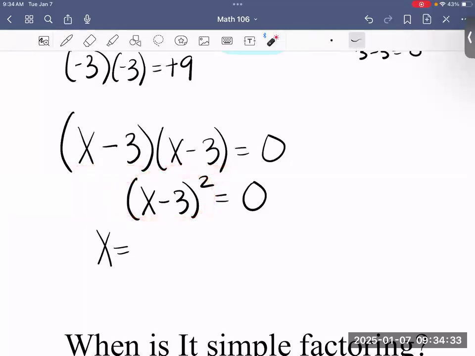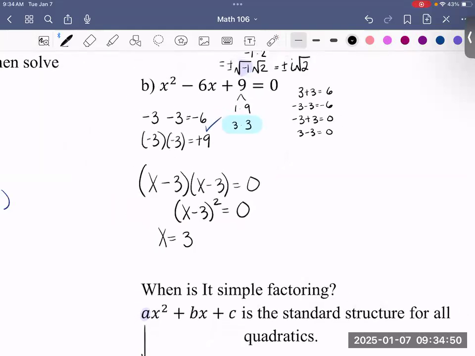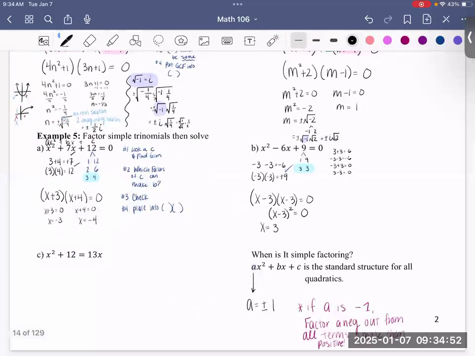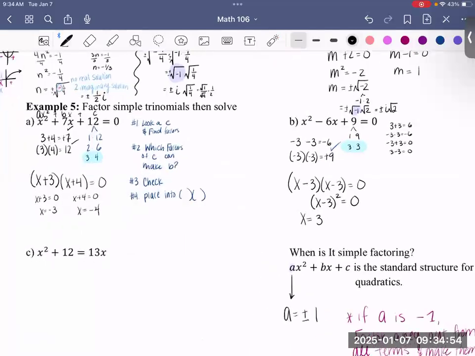Now, when you go to solve it, it's really just the inside part, or you can, if you want to, take the square root of both sides, but it's going to be 0 on this side no matter what. So it's really just going to be 3. It's going to be only one of these 3s. You do not need to repeat.